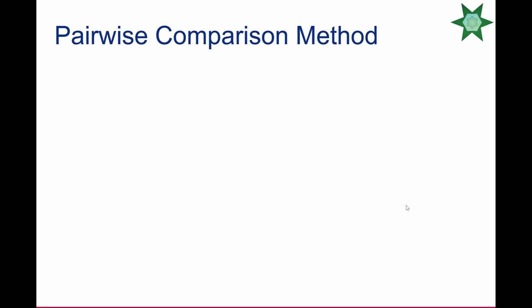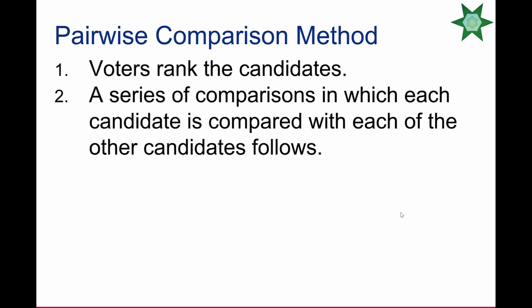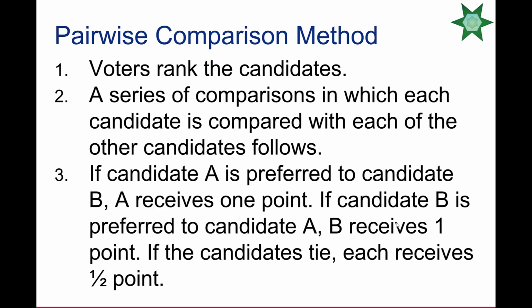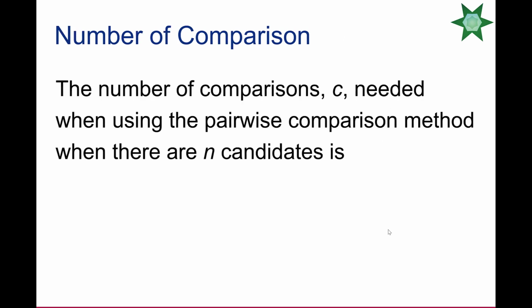And the last method we're going to study is called pairwise comparison. You rank the voters, and then a series of comparisons in which each candidate is compared with each of the other candidates follows. If a candidate A is preferred to candidate B, A gets a point. If B is preferred, B gets a point. If they tie, each gets a half a point. After making all the comparisons, the candidate receiving the most points is declared the winner.